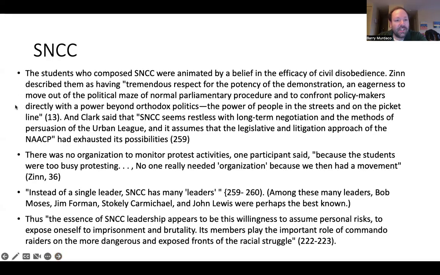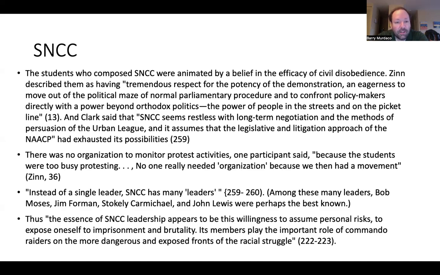They talk about SNCC here. The students who composed this group were animated by a belief in the efficacy of civil disobedience. Howard Zinn, a famous historian, described them as having a tremendous respect for the potency of the demonstration and an eagerness to move out of the political maze of normal parliamentary procedure and to confront policymakers directly with a power beyond orthodox politics, the power of people in the streets and on the picket line.